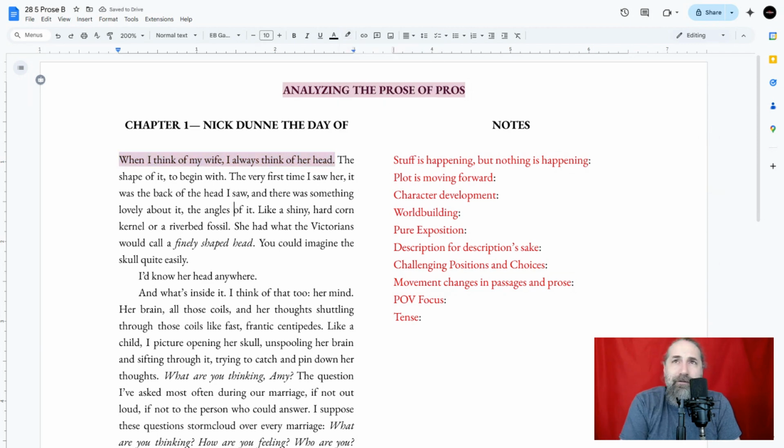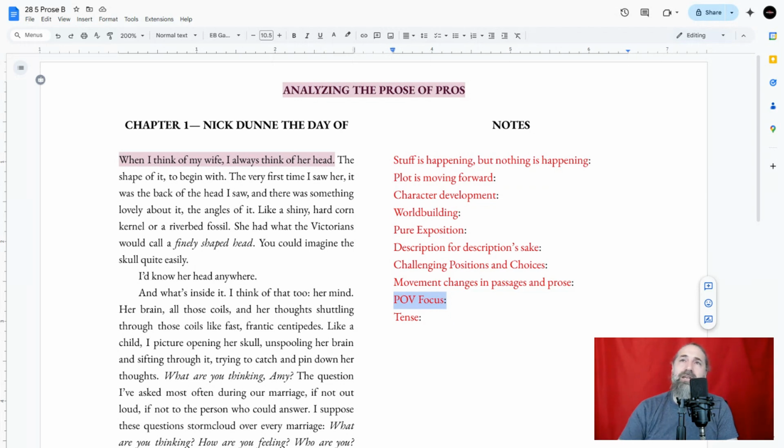When I think of my wife, I always think of her head. All right. Well, this is character development right off the bat. More importantly, the tense is present, and it's in the POV of someone who is married to a wife. We don't know if it's a he, a she, a they, or whatever, but we do know that it is somebody who is partnered with someone, and they refer to them as a wife.